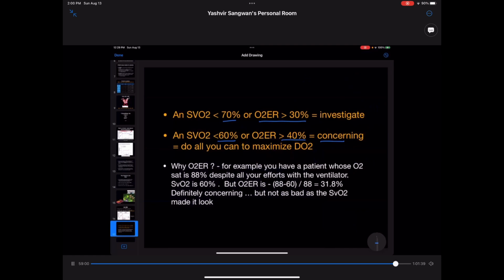And here's an example. There's a patient whose saturation is 88% despite all my efforts with the ventilator. The SVO2 is 60%, which would be concerning, but then I look at the oxygen extraction ratio. 88 minus 60 divided by 88 is 31.8%. The patient has not reached the maximum possible, and it is still concerning, but not as concerning as this. So I never look at one number.